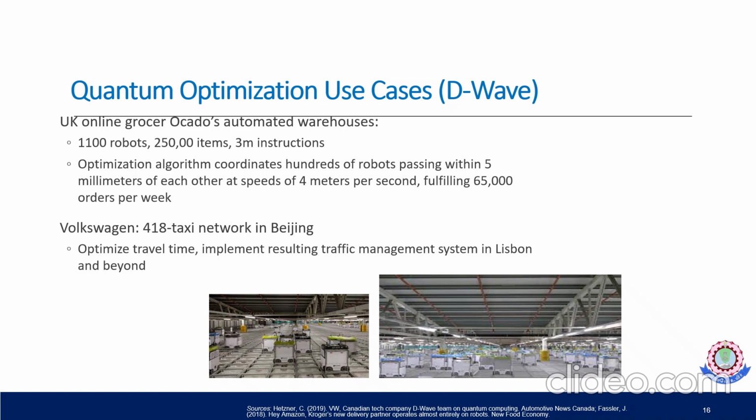So the Volkswagen 418 taxi network in Belgium is going to deliver optimized travel time, which is going to be implemented, resulting in traffic management systems in Lisbon and beyond.